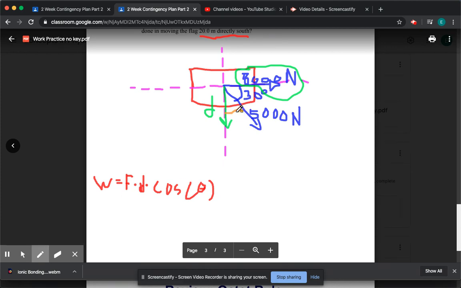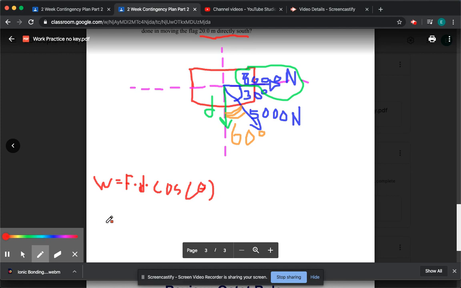This angle right here is not the same as 30. If this is 30, how much more do we have to go to get it to go directly down? That would be 60. So this angle is 30 degrees south of east, but the actual angle between the D and the F would be 60. So just know that the number that goes here is 60, not 30.